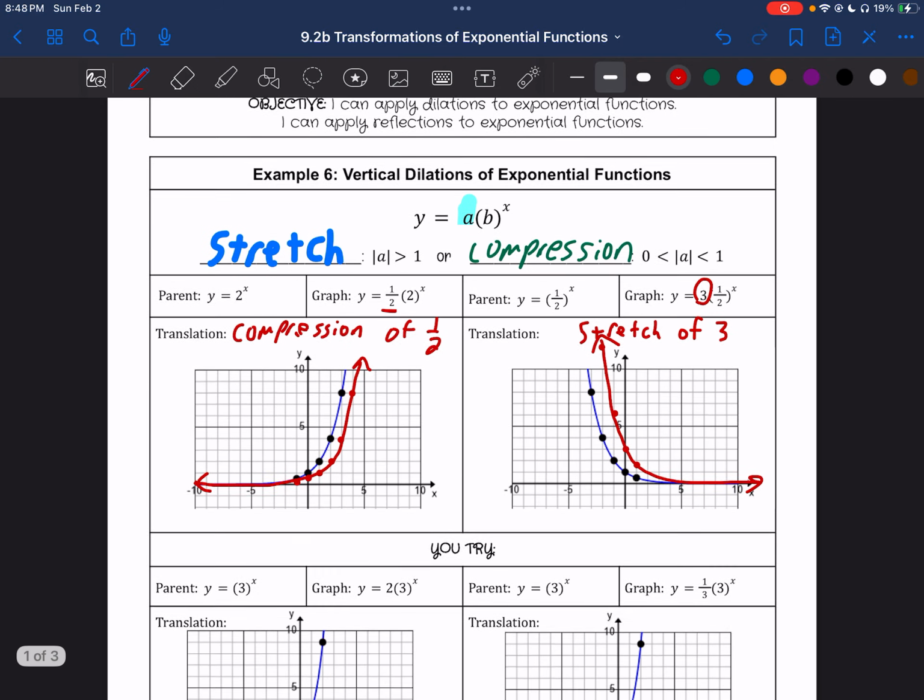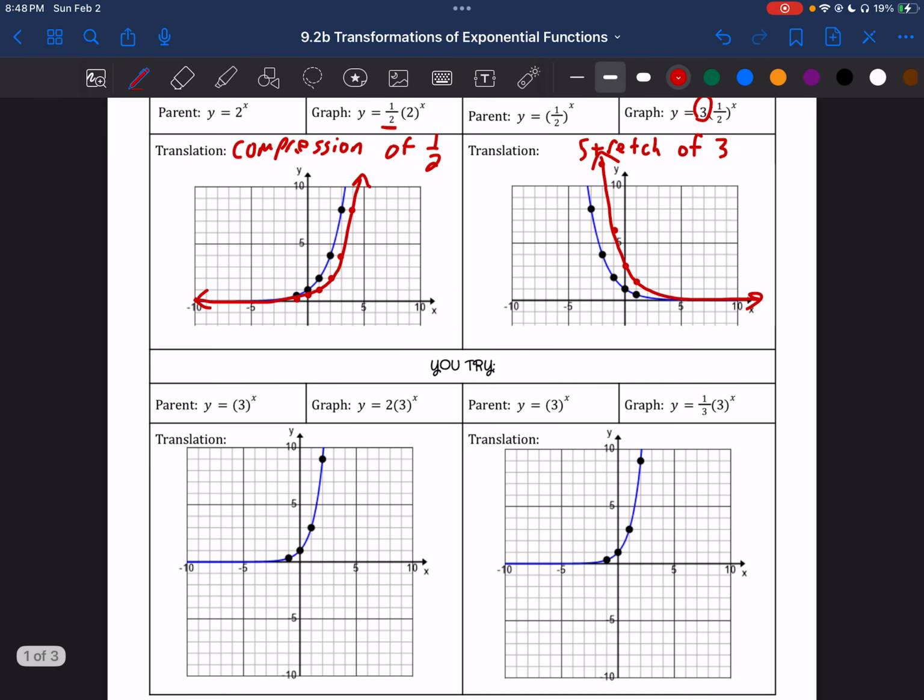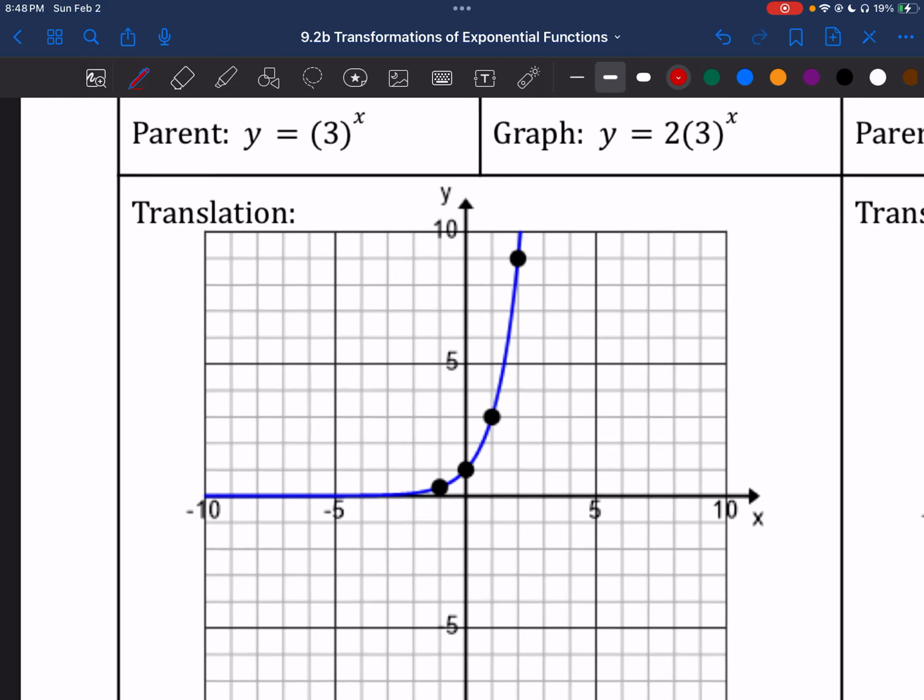All right, the next two problems are try-its. I want you to go ahead and do those on your own and then check your work against mine.